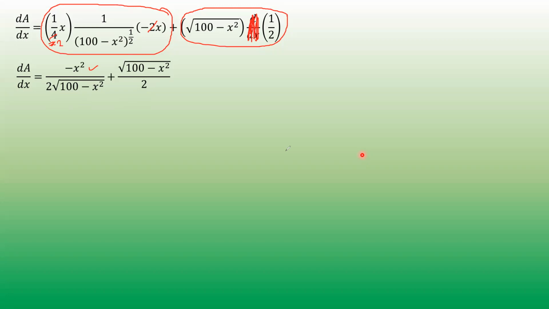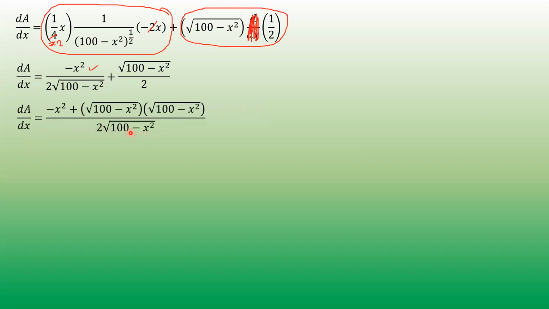Okay. Ngayon, meron pa tayo dyan dalawang fraction, di ba? First fraction mo to, ito yung pangalawang fraction natin. Pwede mo siyang gawing single fraction. Ayusin natin. Tayo sa LCD. Ang LCD niyan ay 2 saka yung square root of 100 minus x squared. So our dA over dx will become, ito kanyang LCD, 2 square root of 100 minus x squared, i-divide mo dito, so 1 lang yan, times negative x squared is negative x squared. 2 square root of 100 minus x squared divided by 2 is square root of 100 minus x squared.